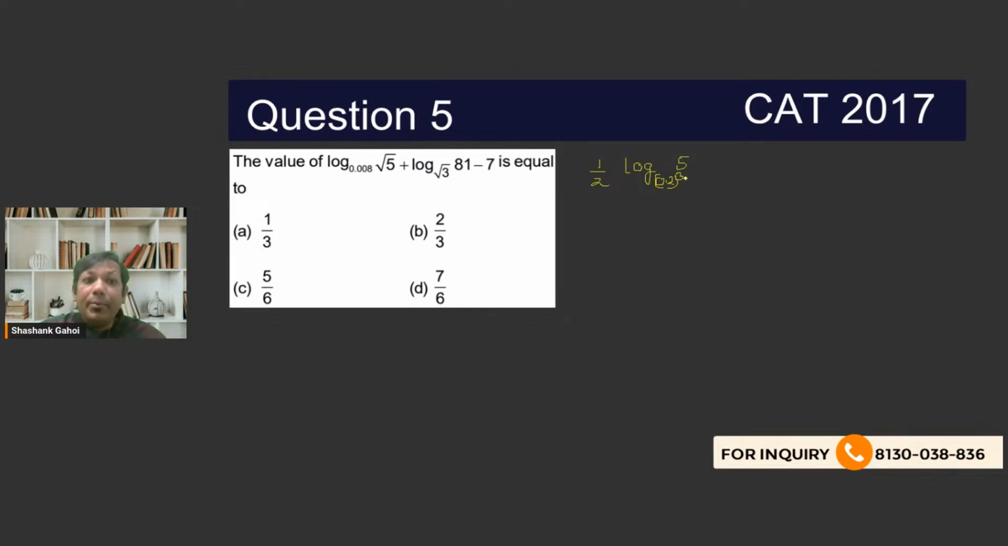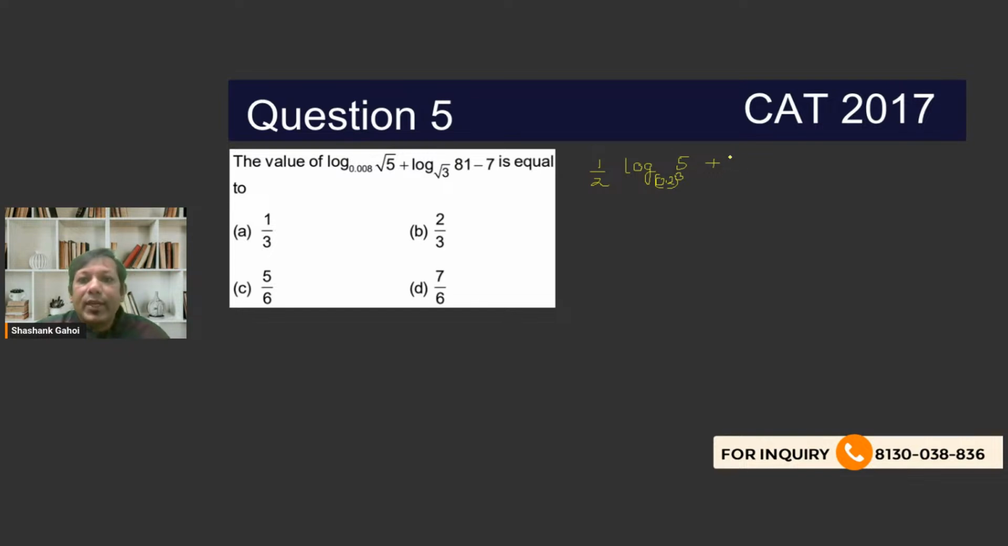If you are unable to figure out that 0.008 is 0.2 cube, that is, 1 by 5 cube, then you can't solve this question. So you need to figure this out. This is how you are going to understand, this is how you are going to perceive the question.